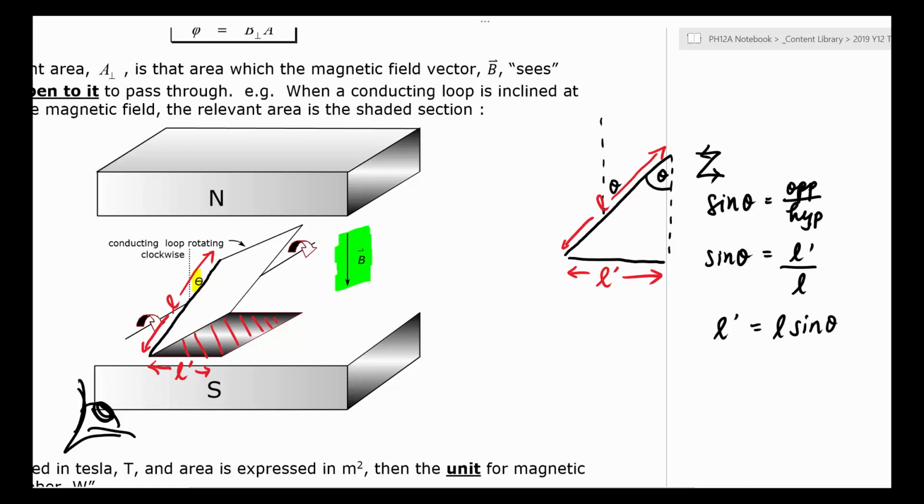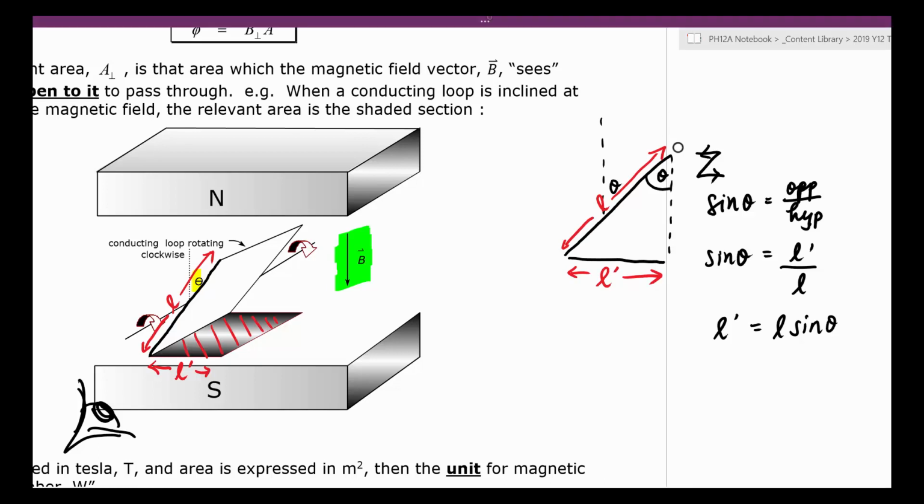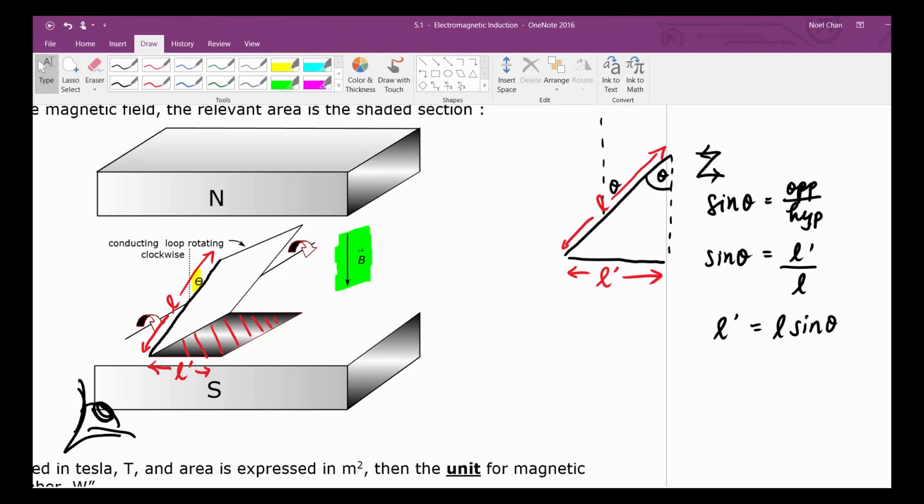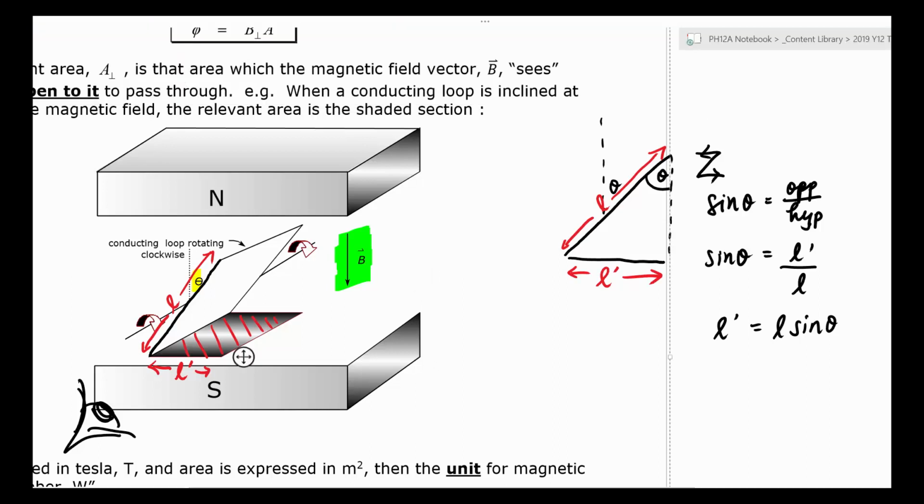You might be going, well, that's really cool, but why is this important? Well, I'm going to label the other parts of the loop. Now, I'm going to try to illustrate the loop as if it is not square, so I've got a length and a width, which might be different values. As we rotate the loop, the width of the effective area doesn't change. The only thing that's changing is L dash as we cycle through different angles of theta.